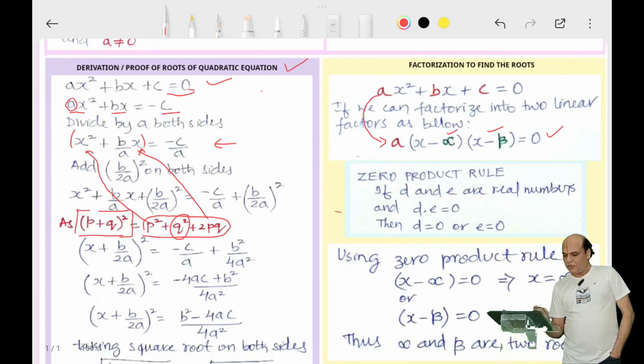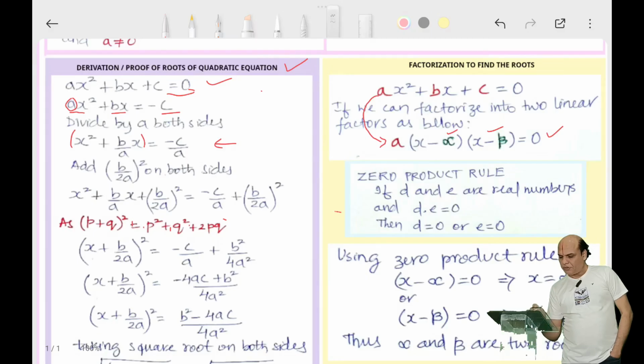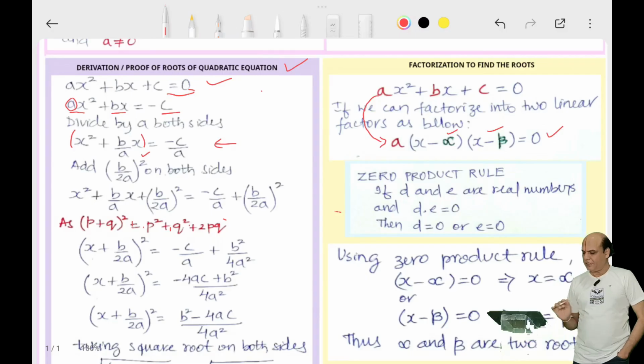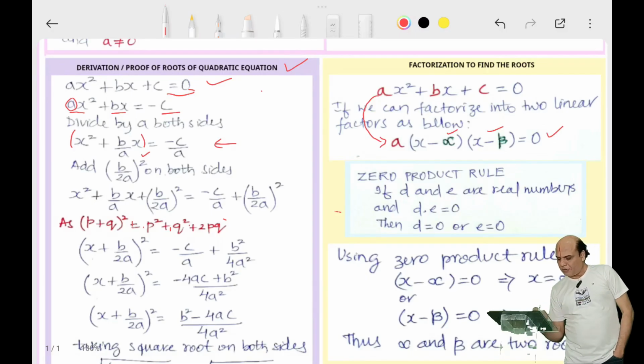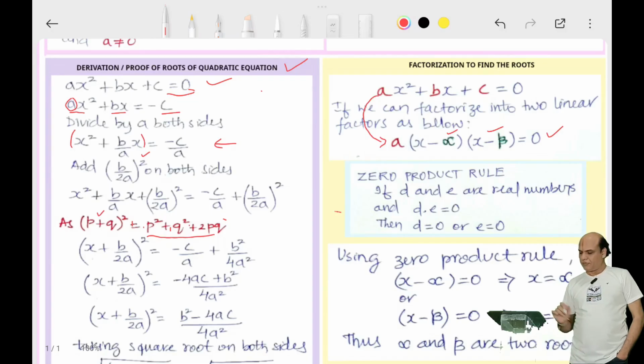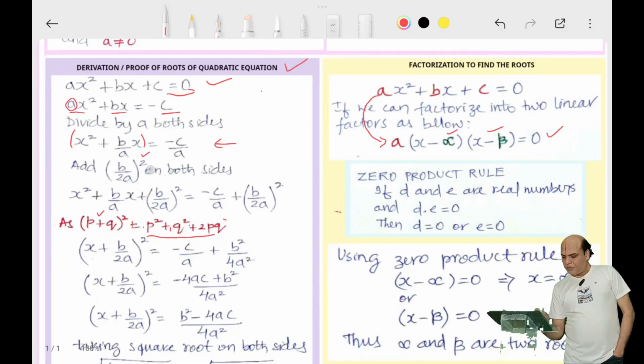Clear? For that reason, what I will do is add b square by 2a whole square on both sides. I will add this quantity on both sides, so I am not changing the equation. Why am I adding b by 2a whole square on both sides? Because I want to put the left hand side in this form so that in the next step I can take it as p plus q whole square form. So this I am adding on the left hand side, and this I am adding on the right hand side.